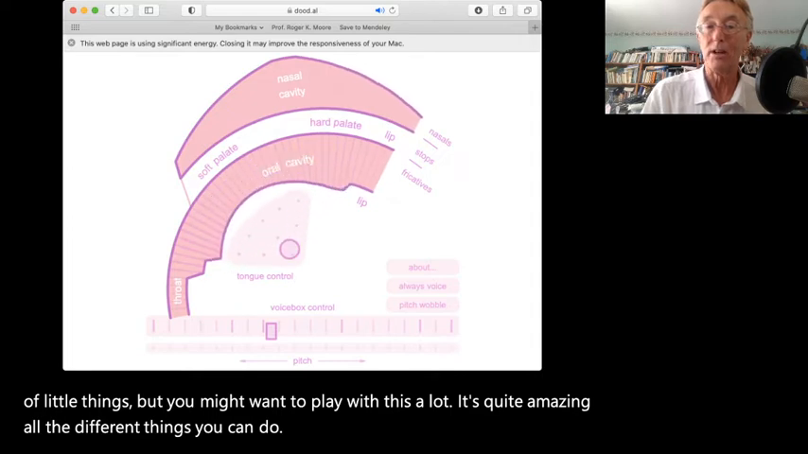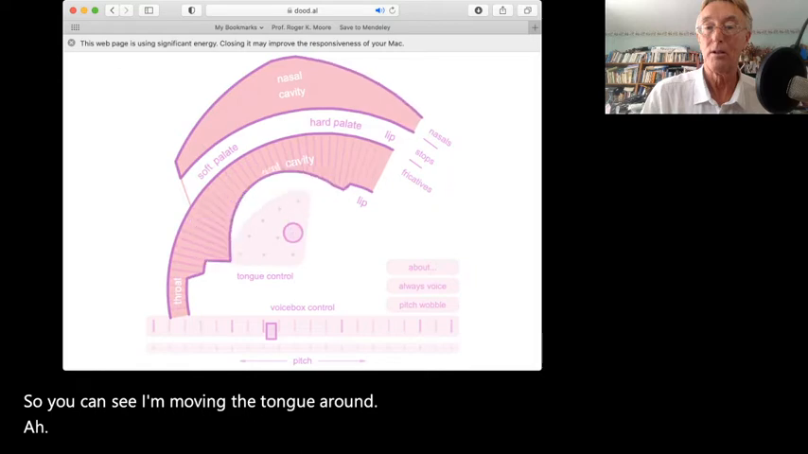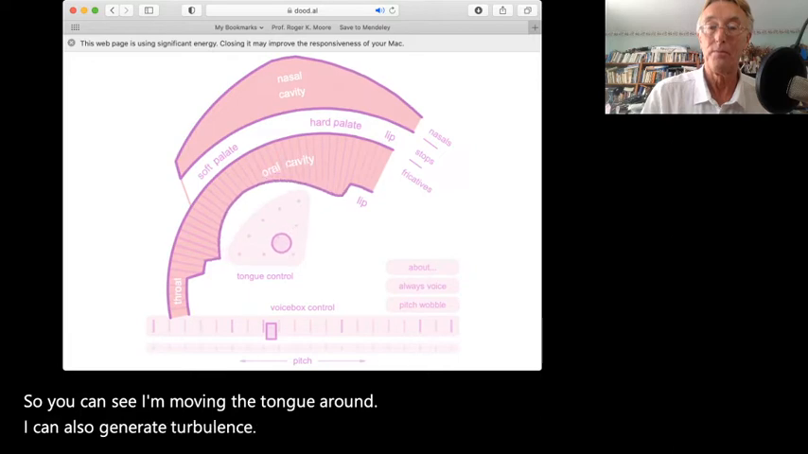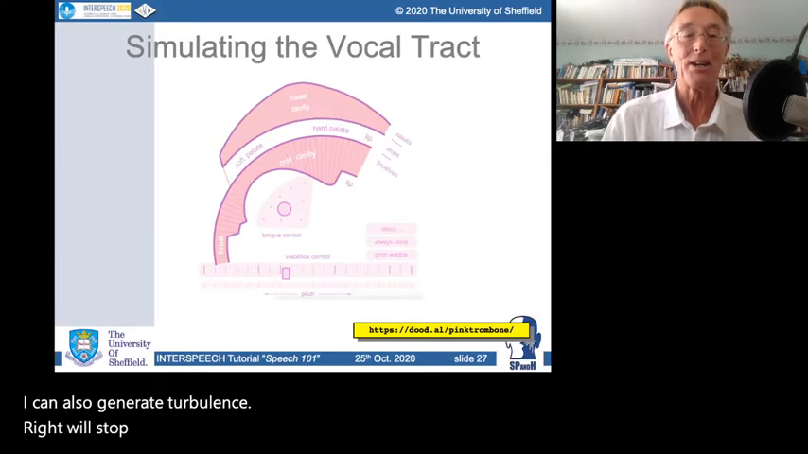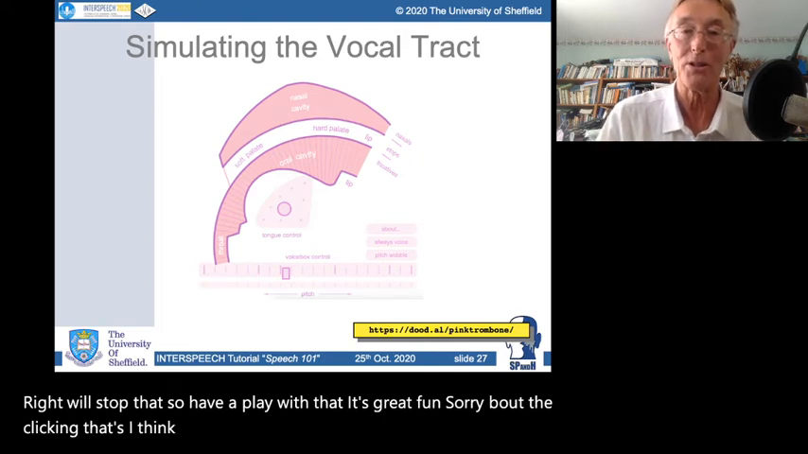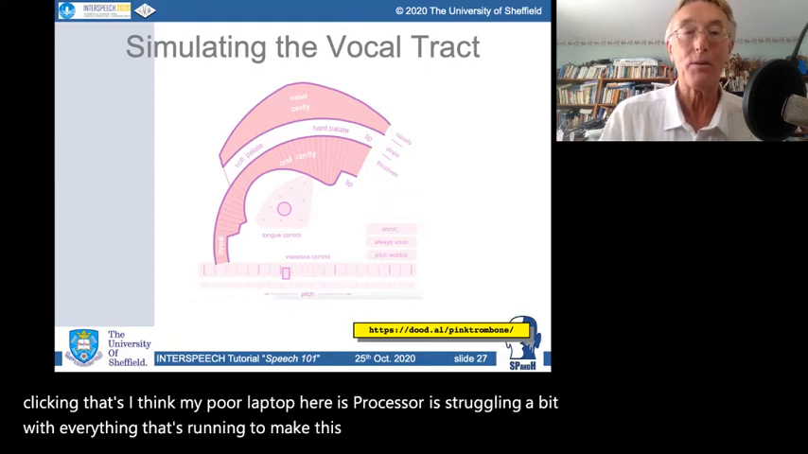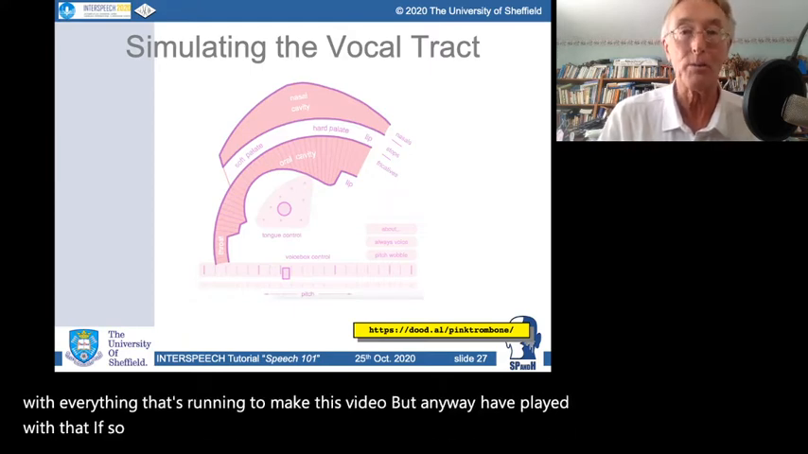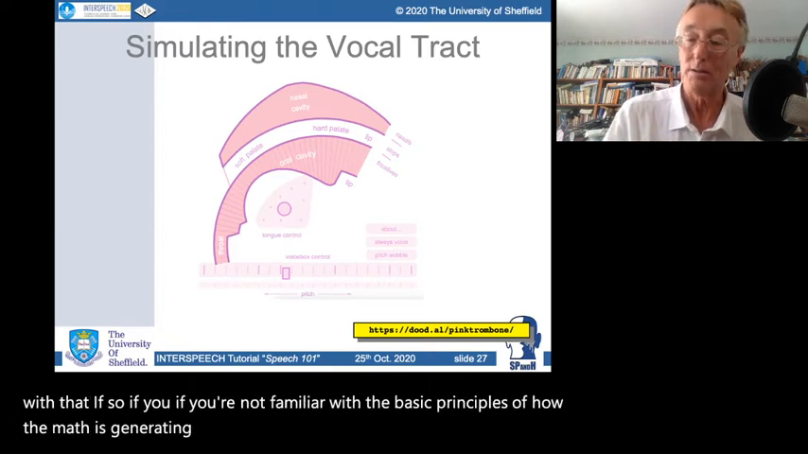So you can see I'm moving the tongue around. It also generates turbulence. We'll stop that. So have a play with that. It's great fun. Sorry about the clicking. That's, I think, my poor laptop's processor struggling a bit with everything that's running to make this video. But anyway, have a play with that. If you're not familiar with the basic principles of how the mouth is generating sound, it's a great way to figure it out.